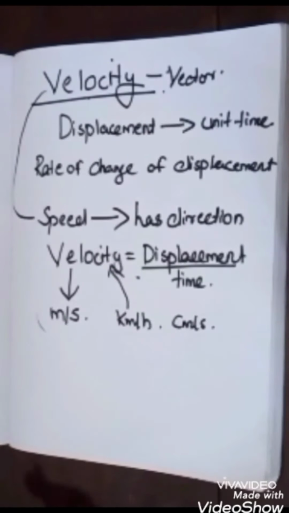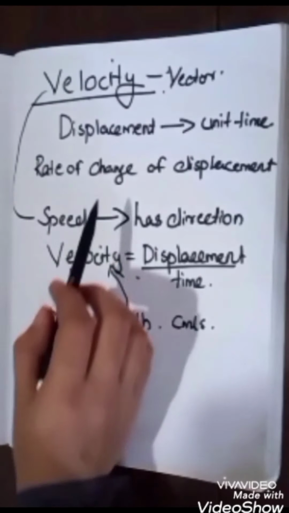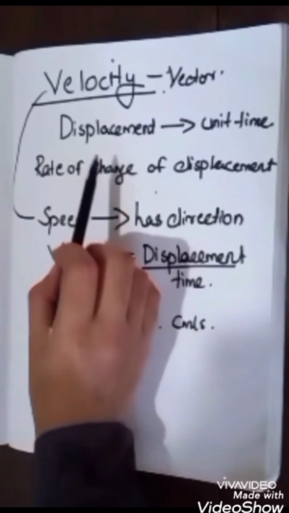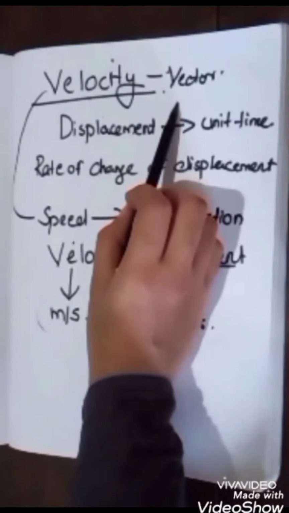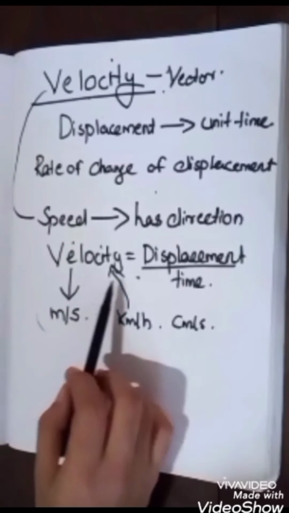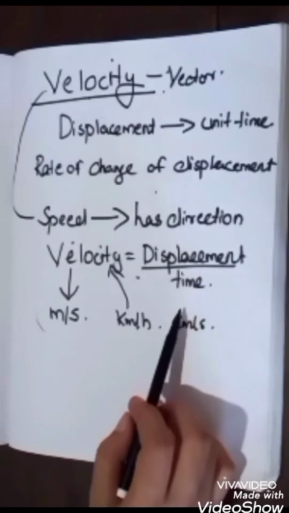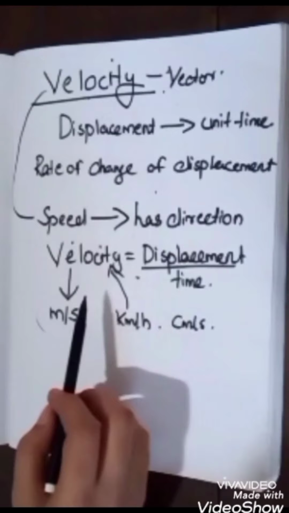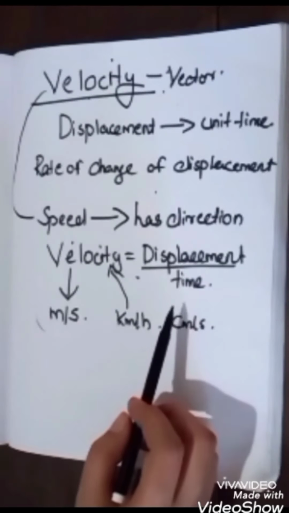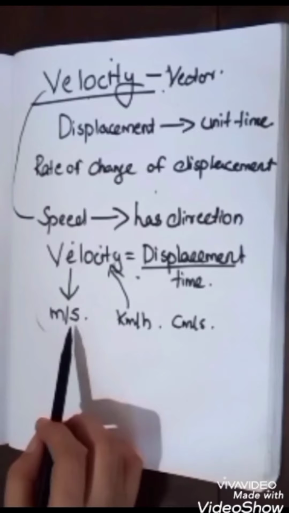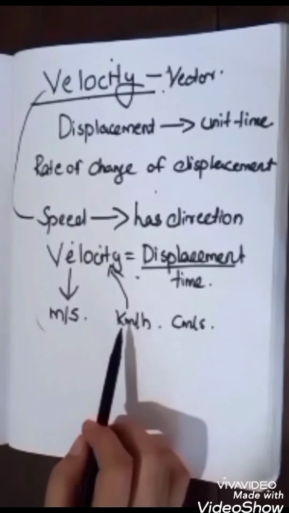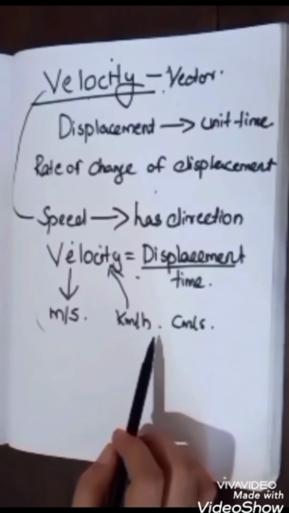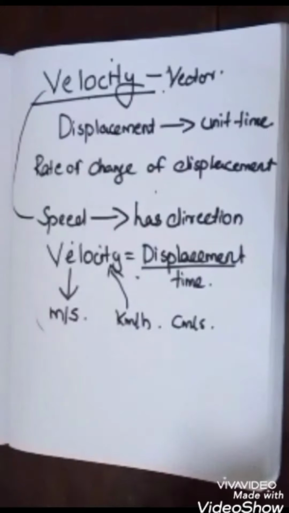Okay, hope you are clear on what velocity is. Velocity is the rate of change of displacement. If speed has direction, then it is called velocity. So velocity is a vector quantity. The equation for velocity is displacement by time. The equation for speed is distance by time. The unit of velocity is meter per second, and the other units are kilometer per hour and centimeter per second. Here kilometer per hour is the biggest unit of velocity.